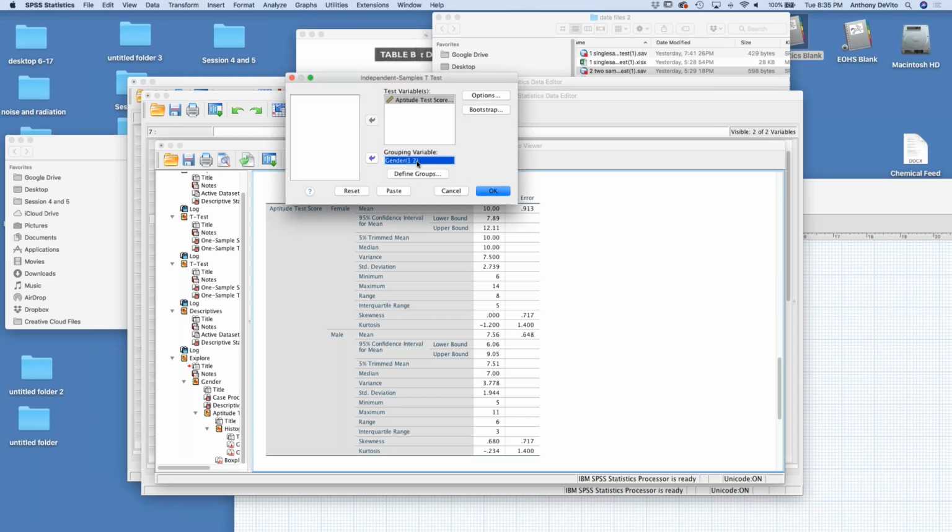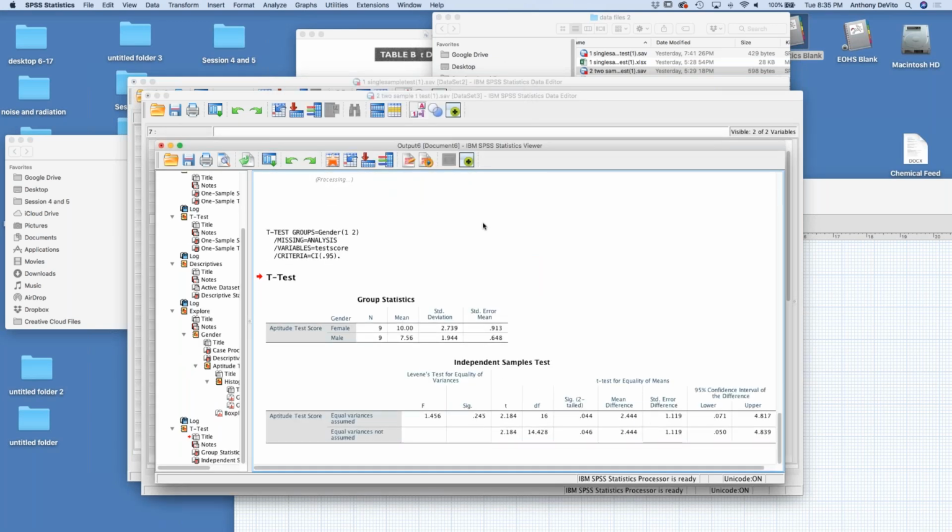Okay, so now it understands that we want to break this up into males and females. In other words, 1 and 2. So I'm going to click OK, and SPSS will do this test for us. Okay, let's take a look at what happens.